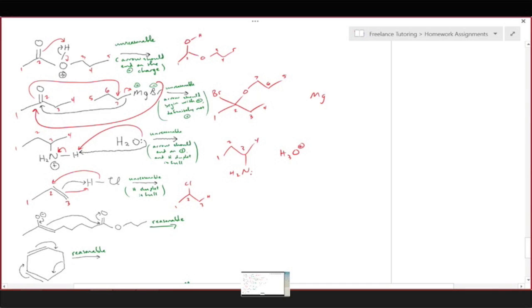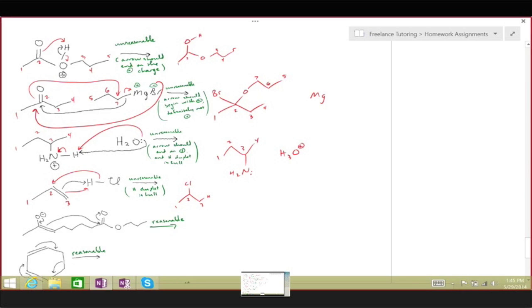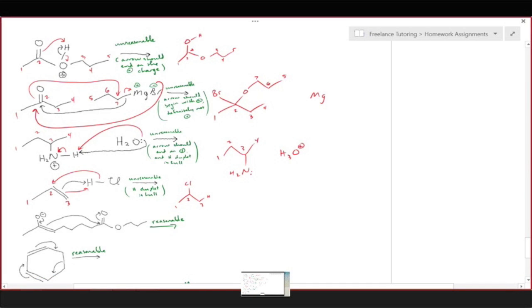Good. How many charges should we change on every step of every mechanism? 2. Yeah, that's true. Yeah, so that should have a positive charge. Okay. All right. So that's something to keep watching out for. You always need to ask, have I changed 2 charges? Especially in kind of a weird, unusual mechanism like this where you really can't rely on your intuition.